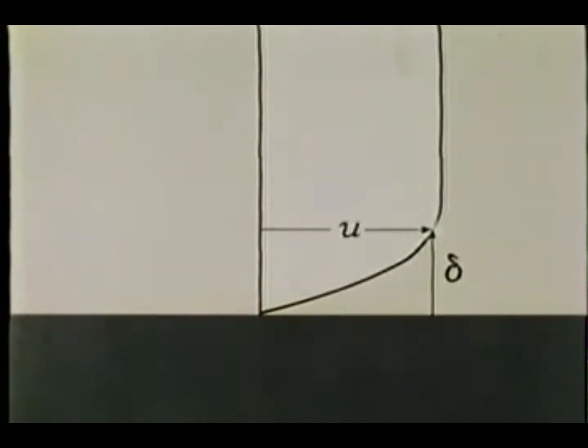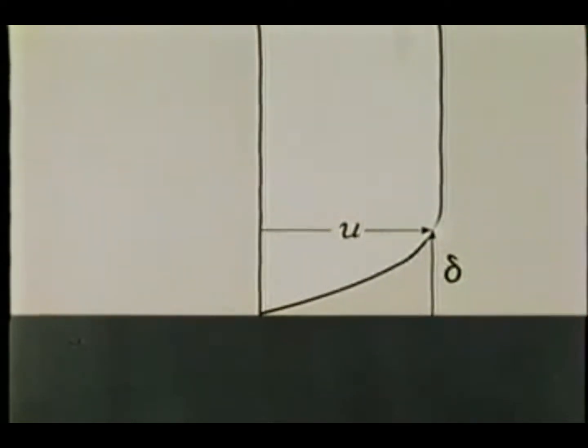There is no slip between the plate and the layer of fluid immediately adjacent to it. At the plate, the relative velocity is zero. This is the no-slip boundary condition of viscous flow. The displacement of the bubbles corresponds closely to the velocity profile in the boundary layer.